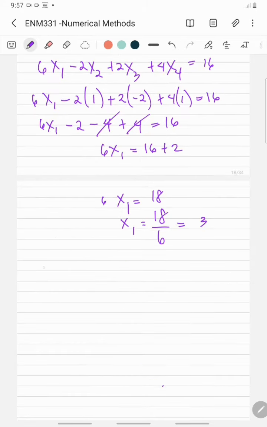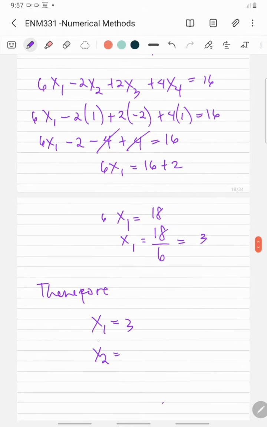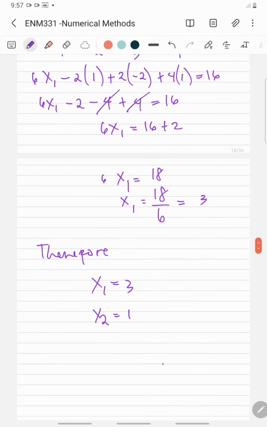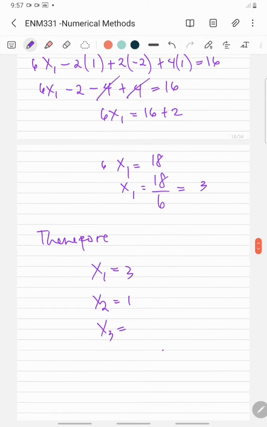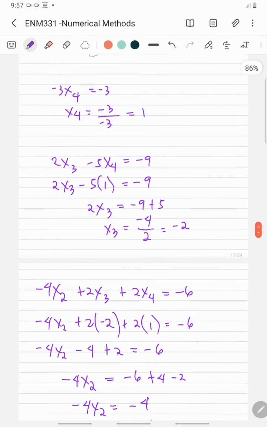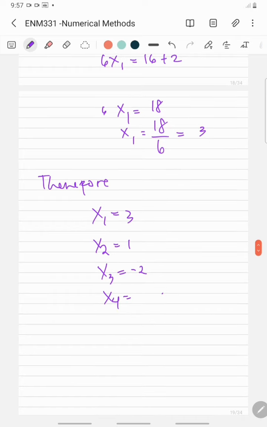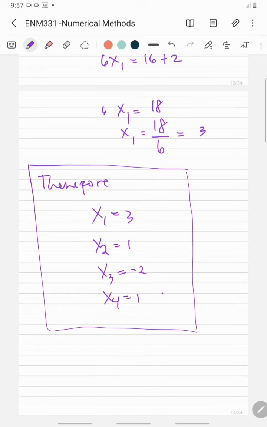Therefore, our answers for our variables: x1 is equal to 3, x2 is equal to 1, x3 is equal to negative 2, and x4 is equal to 1. So you have to box your final answers. Okay, so I hope you understand.